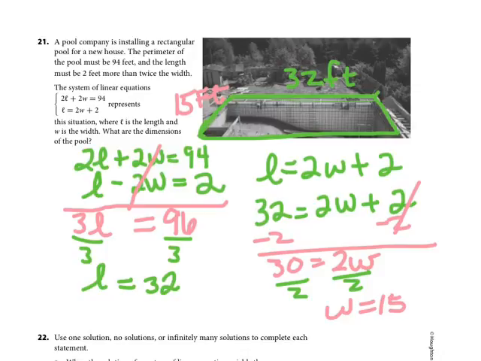So now we know both dimensions. This is the length. And the second one is the width. And we have solved for both of the dimensions.